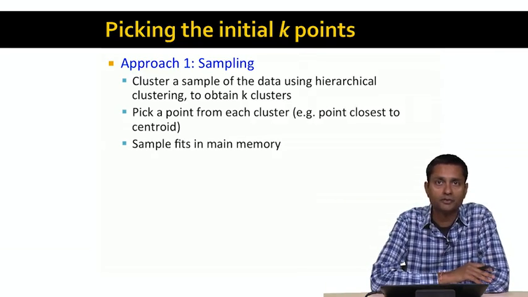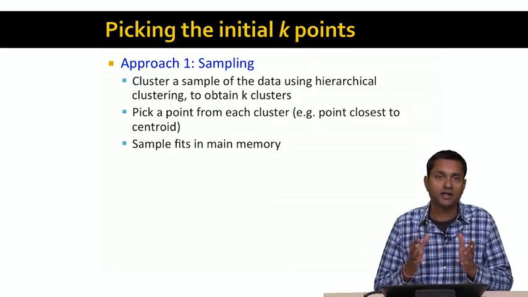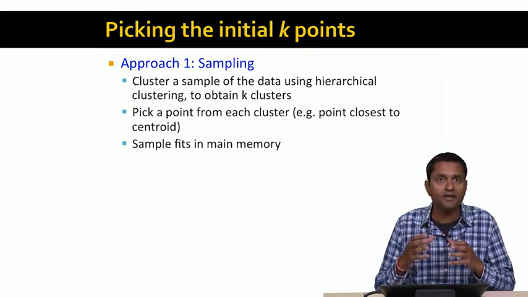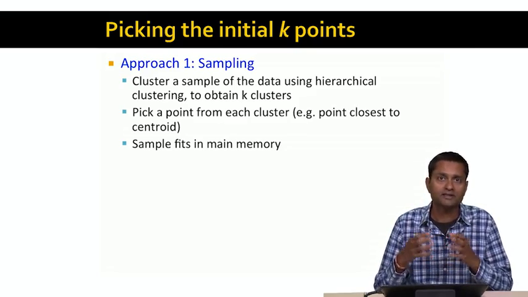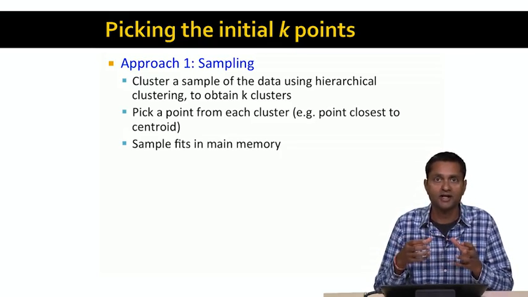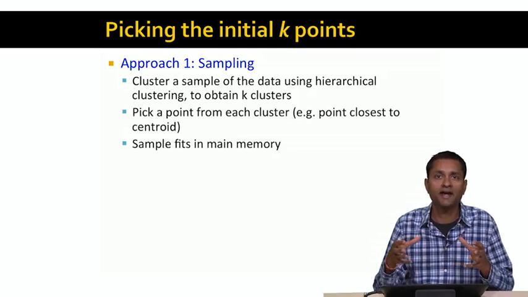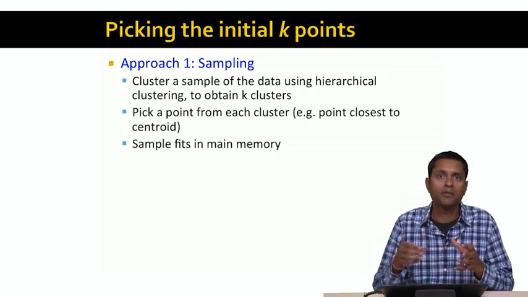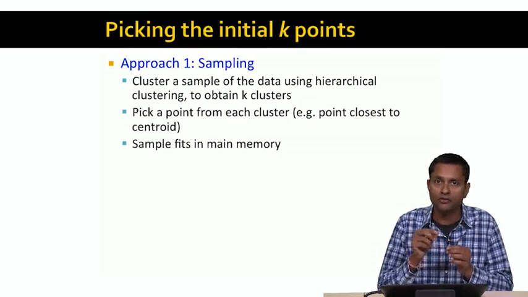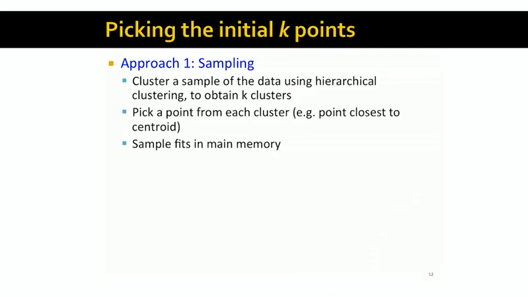The first approach to picking the initial k points is sampling. So remember, the data set is really large, and so we can't actually run a complicated algorithm like hierarchical clustering on it. But what we can do is to take a smaller sample of the data. And then using the sample, we can run another algorithm like hierarchical agglomerative clustering, which we covered in the last lecture. And we can run that algorithm until we obtain k clusters. And then we can pick a point from each of the k clusters. For example, we could pick the point that's closest to the centroid for each cluster. And we could call those our initial k centroids.